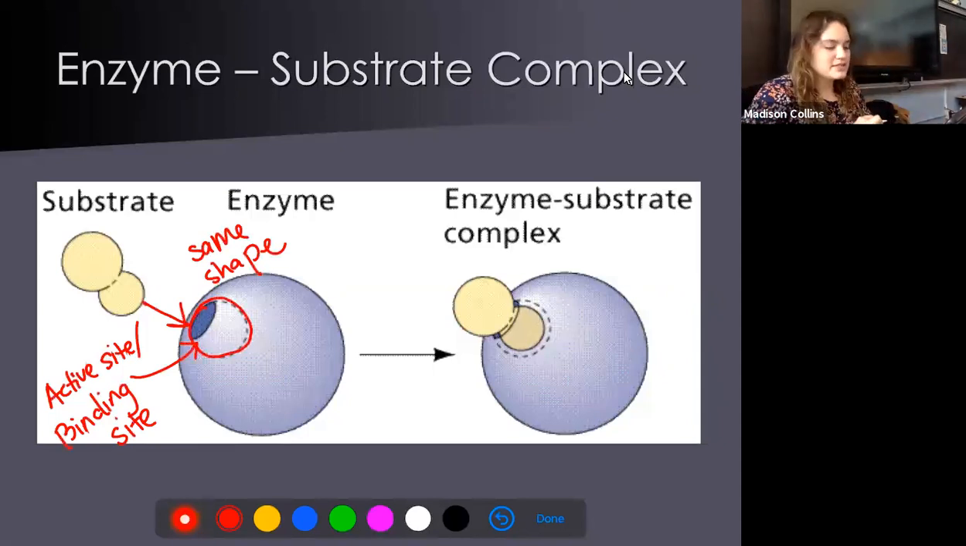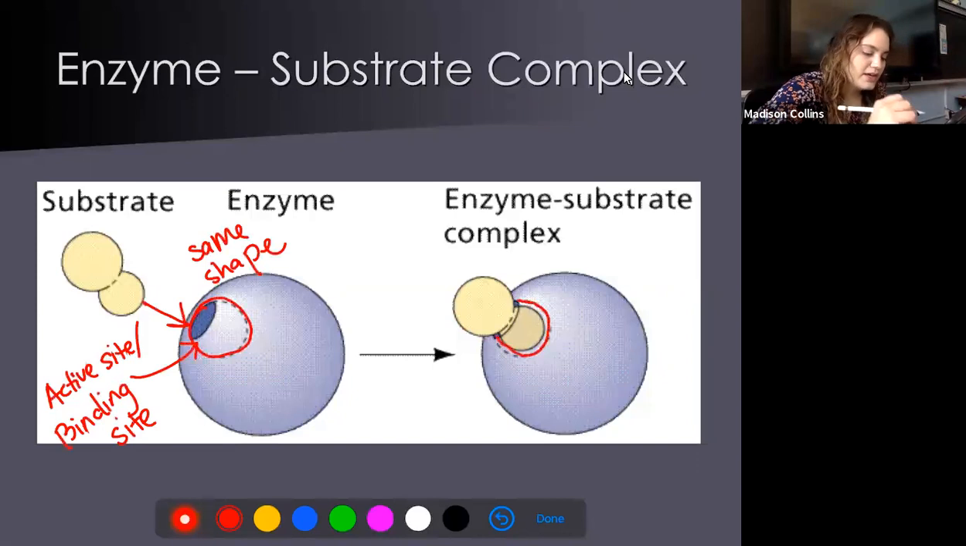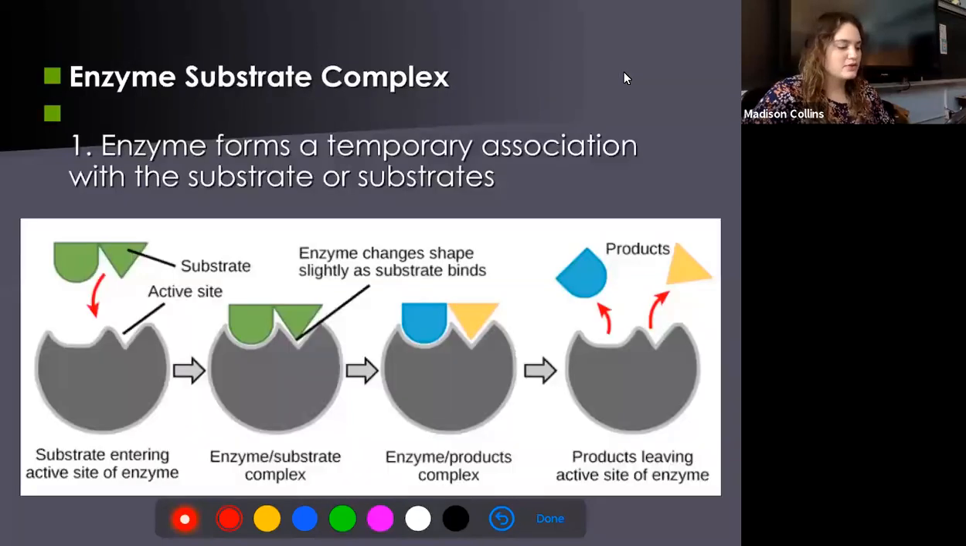Okay, and once that substrate matches up with the enzyme, it's going to fit into that little pocket and form what we call the enzyme substrate complex. And I'm here to show you how that happens. So the first step of the enzyme substrate complex is the enzyme forms a temporary association with the substrate or substrates. So you can see that in this picture over here.